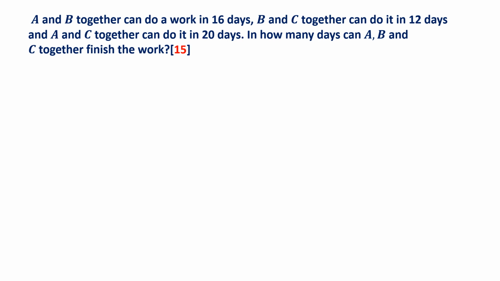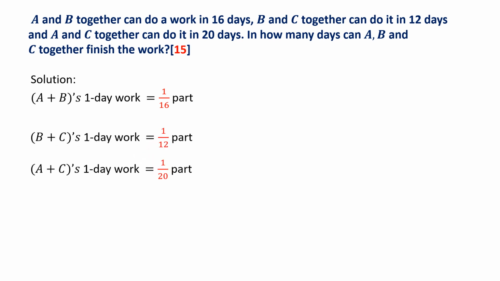So let us see the math in action. Okay, so A plus B's one-day work is 1 over 16 part, because in 16 days A and B can complete the work. In one day they can complete 1 divided by 16 part. Okay, in a similar way, B plus C's one-day work is 1 over 12 and A plus C's one-day work is 1 over 20, because A plus C can complete the work in 20 days. That means in one day they can complete 1 by 20 portion of the work.